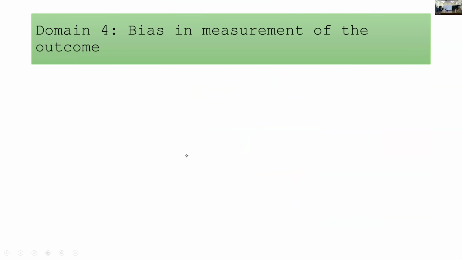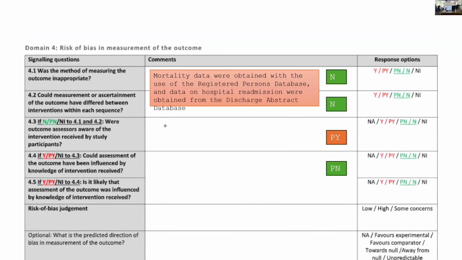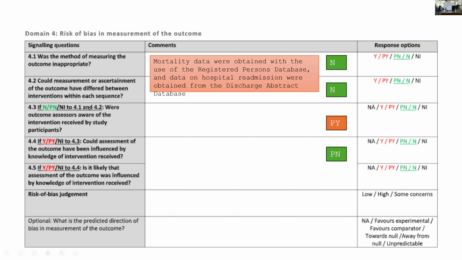The fourth question is bias in measurement of the outcome. Was the method of measuring the outcome inappropriate? They have actually got all their outcomes from databases. The mortality data was obtained from the registered persons database, and data on hospital readmission was obtained from the discharge abstract database. So the method was actually appropriate.